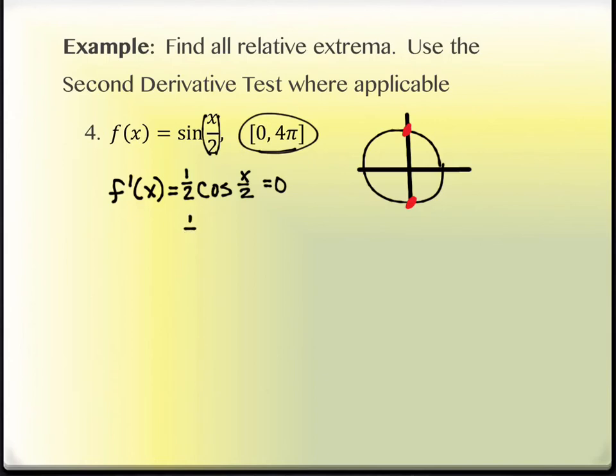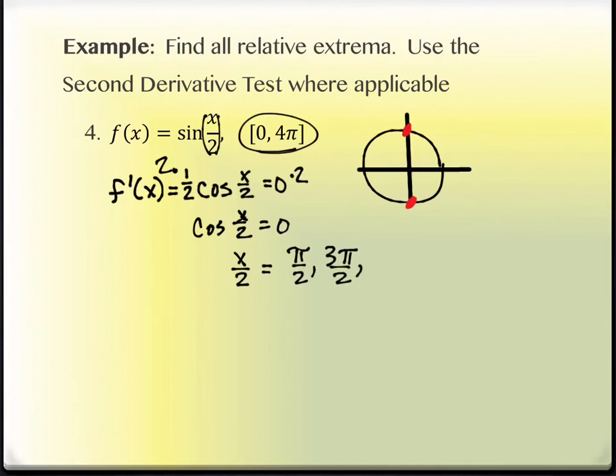I should probably mention this. The 1/2 here doesn't matter when I'm setting this equal to 0. If I were to multiply by 2, I really just have the cosine of x over 2 equal to 0, right? Everybody good with that? The 1/2 didn't affect it? Okay. So I want my angle measure, that is my x over 2, to equal those values. So I have pi over 2 and I have 3 pi over 2.